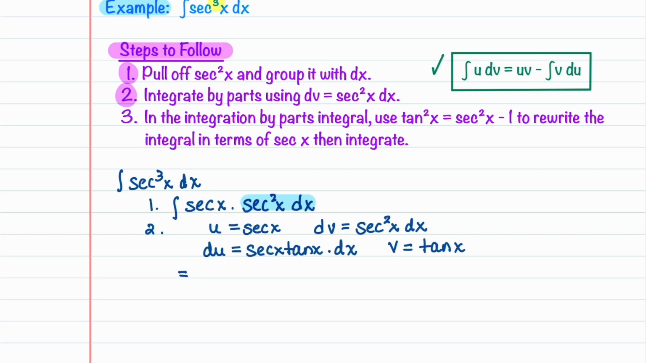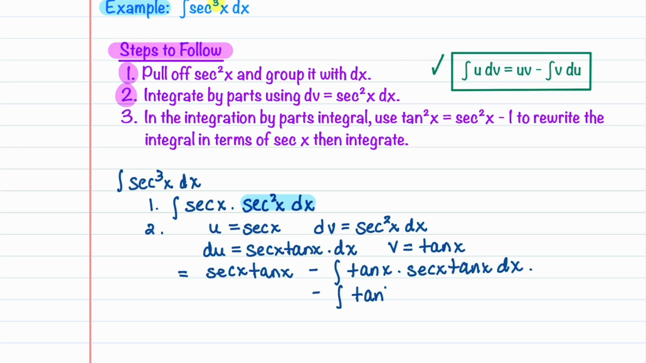Our integral is equal to uv, so this is secant x tangent x, minus the integral of v, which is tangent x, times du, which is secant x tangent x dx. Let's now focus on this integral on the right. Let's rewrite this because we can combine the tangents. So this is tangent squared x times secant x dx.